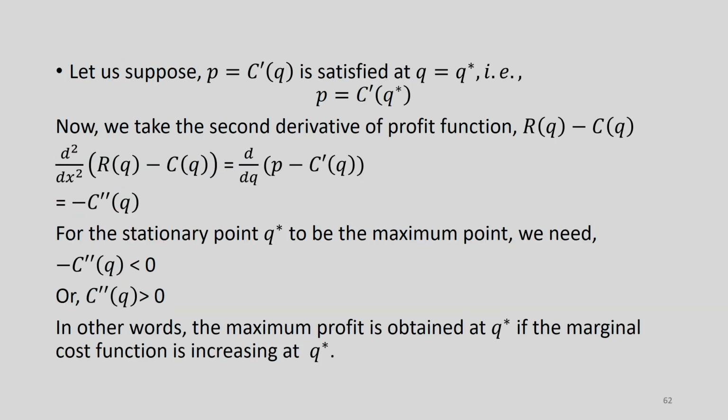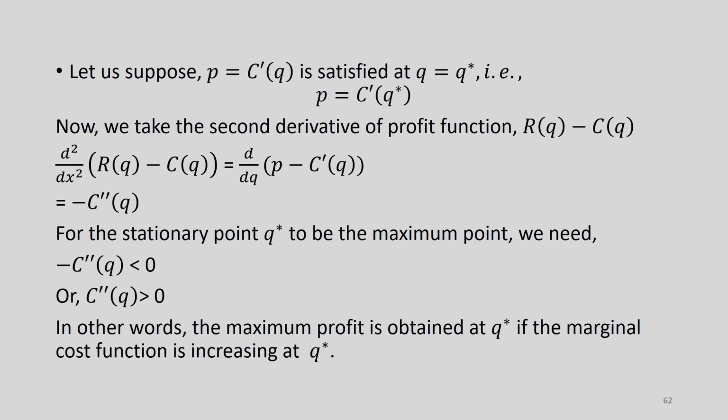By applying the necessary and the sufficient conditions that we obtained from the previous discussion, we have seen that the necessary condition essentially requires that the price, which is constant in the market, should be equal to the marginal cost of the firm at the point which gives the firm the maximum profit. So, this is the necessary condition, that is, if there is a point where profit is maximized, then this particular condition has to be satisfied.